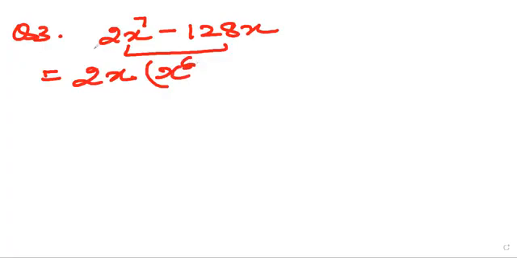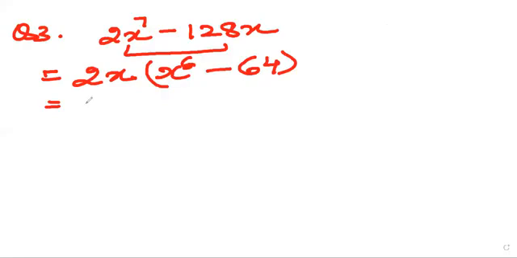Okay, because 2 is out, x is out, so only x^6 is left, and 128. Okay, because 2 is out, so only 64 will be inside. Okay, so 2x is out. Fine, children. Now you have to see how you will break this to get the answer.